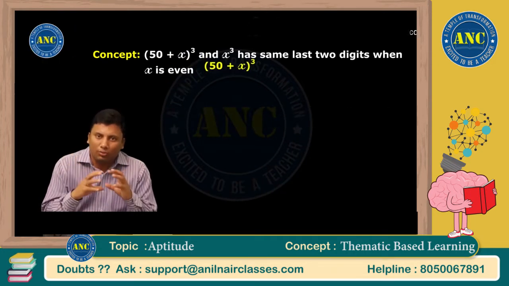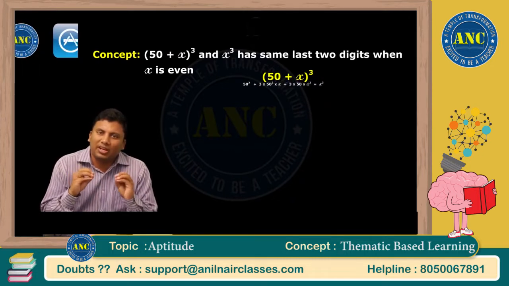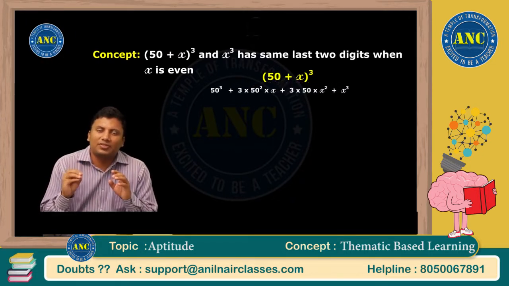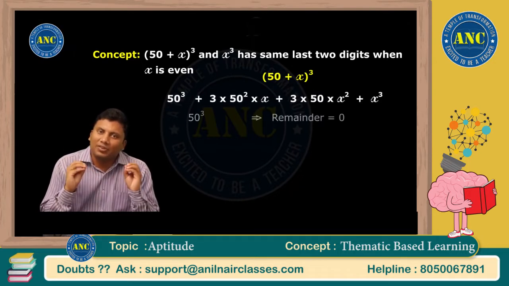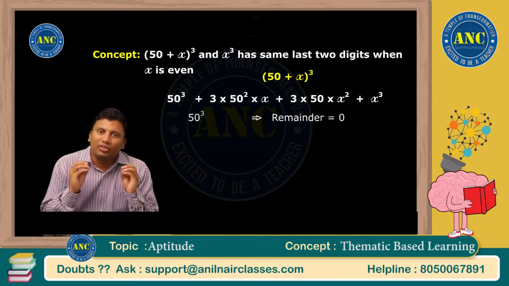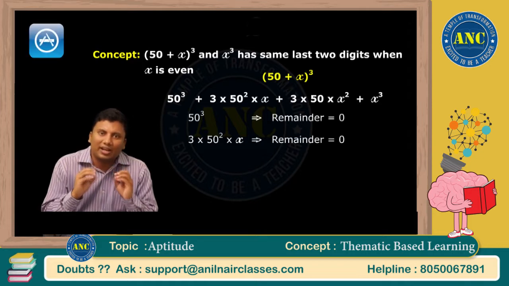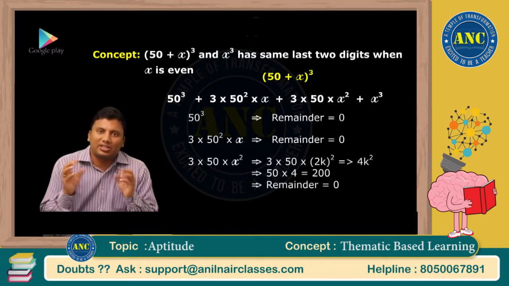(50 plus x) whole cube. Open the bracket. 50 cube plus 3 into 50 square into x plus 3 into 50 into x square plus x cube. 50 cube is perfectly divisible by 100. Remainder 0. 3 into 50 square into x. 50 square is divisible by 100. Remainder 0.